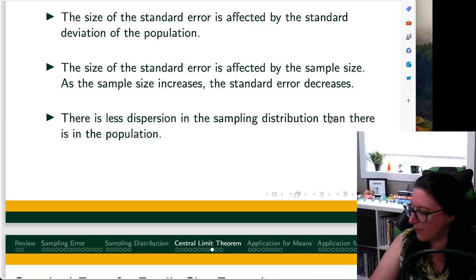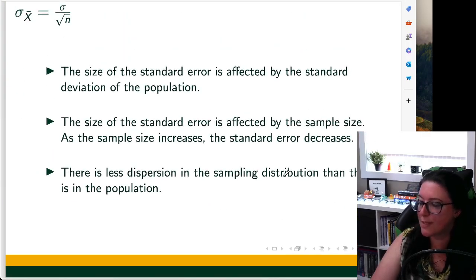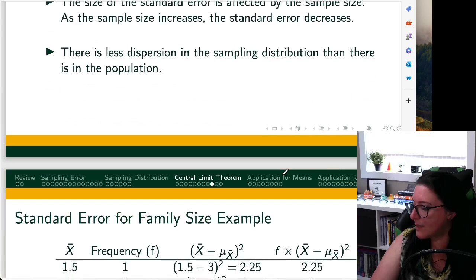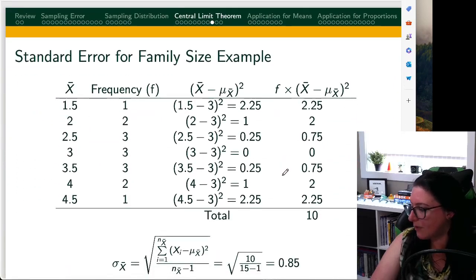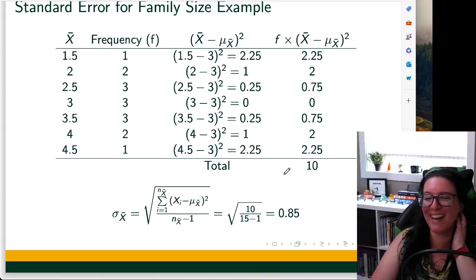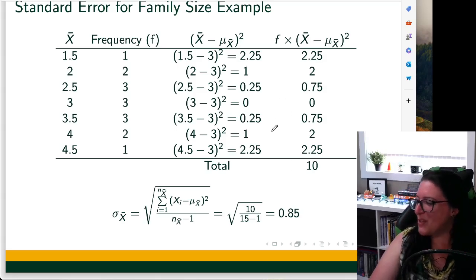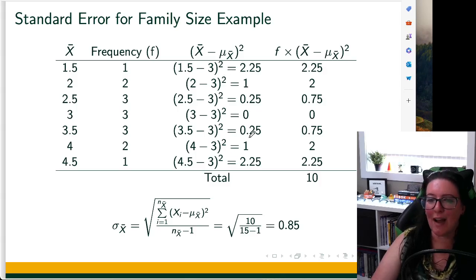All right, where are we? Here we go. Less dispersion in the sampling distribution than there is in the underlying population. Oh, look, I could have just done it from here rather than do it back there. So this is calculating the standard error for the family size example.